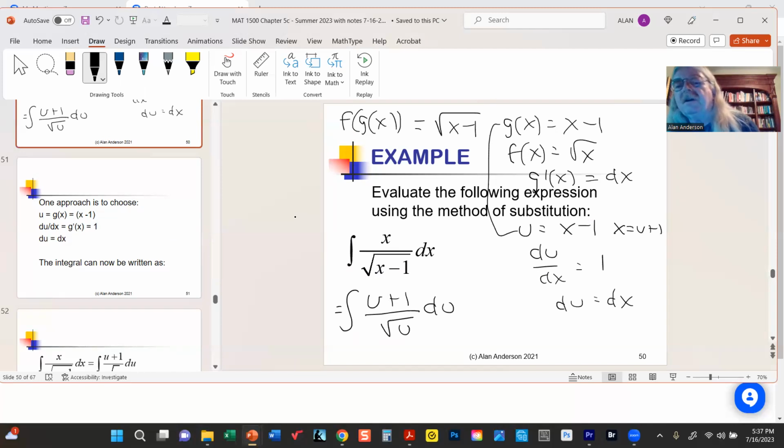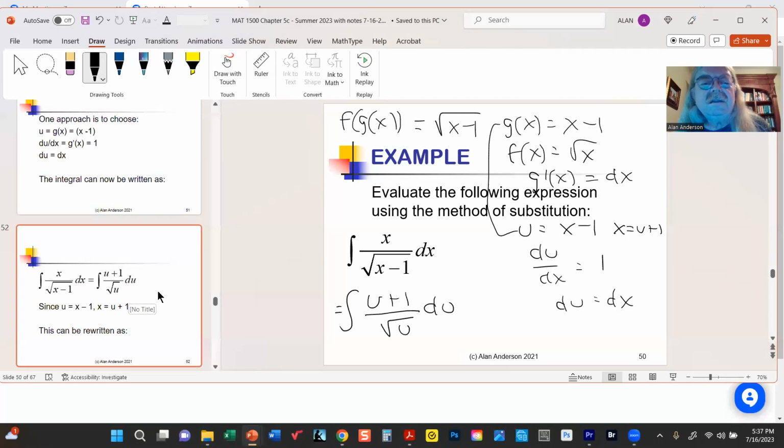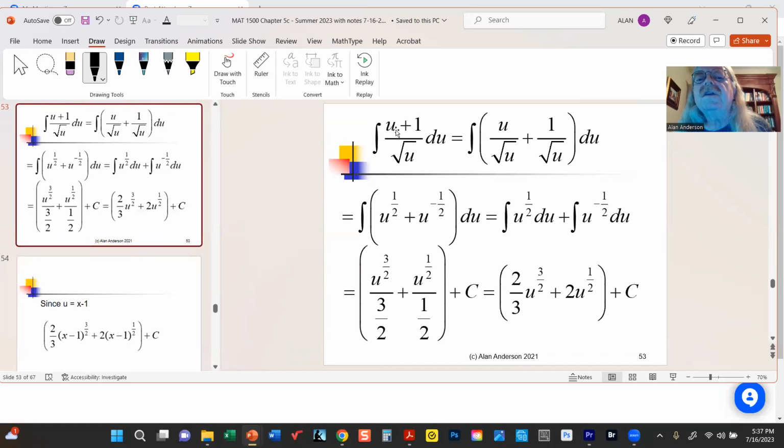Now, it may not be obvious right away, but we can solve for this one using the power rule, because it's not easy, but we can do it, because what you can do is divide each of these two terms by radical u, and then split it up into two separate integrals. So remember, radical u is u to the 1/2, so u over radical u is u to the 1/2, and 1 over radical u is u to the negative 1/2. And then we can solve each of these very quickly and easily with the power rule.